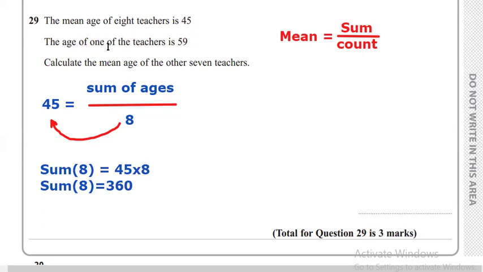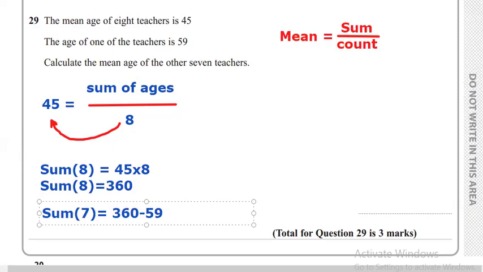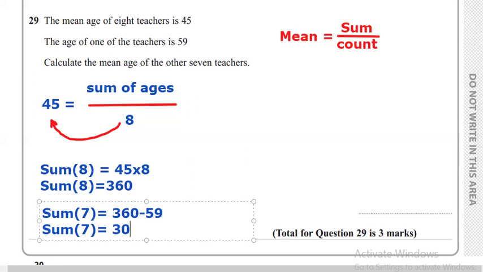And here I know that one of the teachers' age is 59. Now I subtract this 59 from 360 to make them 7 teachers. So the sum of ages of 7 teachers will equal 360 minus the 59 they gave me. Will equal 360 minus 59, which is 301. Now I know that the sum of ages of 7 teachers is 301.